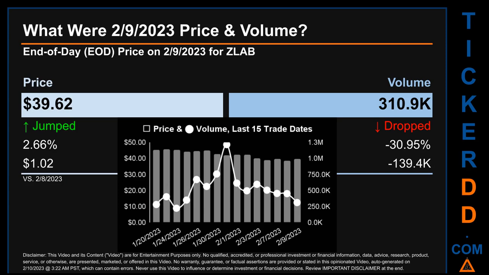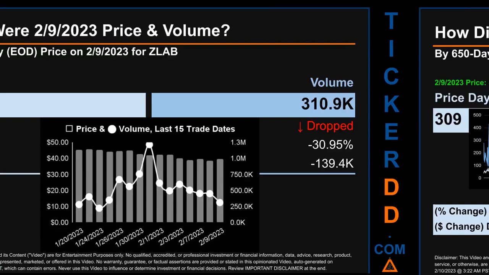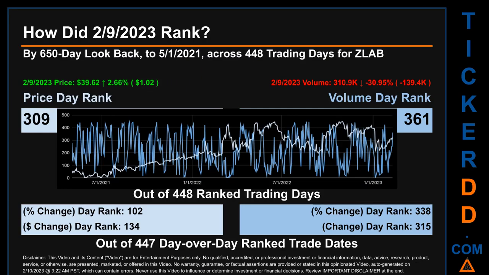The graph shows price and volume for the last 15 trade dates. Across a range of $7.02, the max and minimum end-of-day price were respectively 45.61 and 38.59. Volume saw a range of 993.5 thousand, from a day low of 222.4 thousand to a day high of 1.2 million.